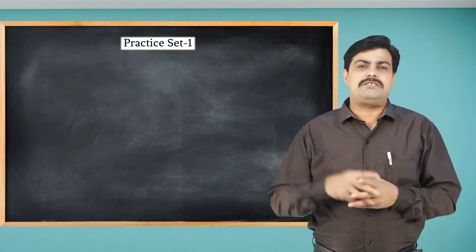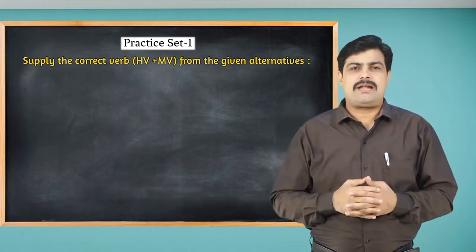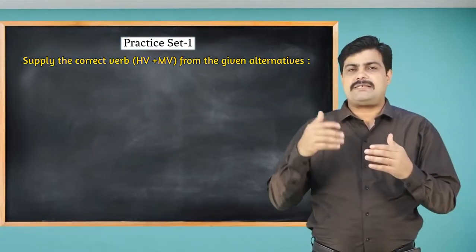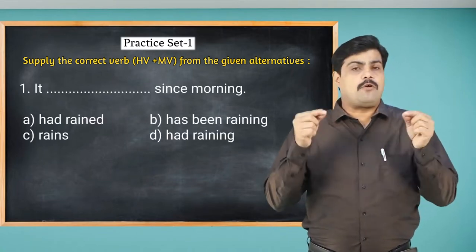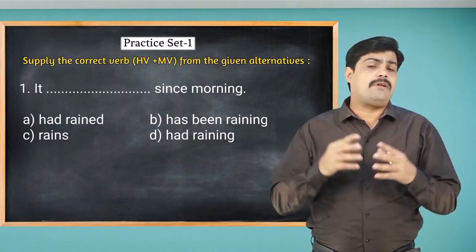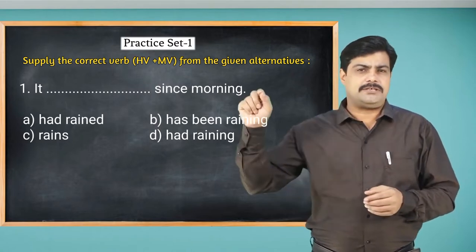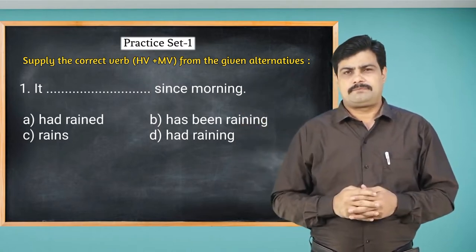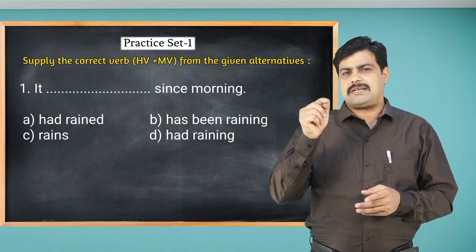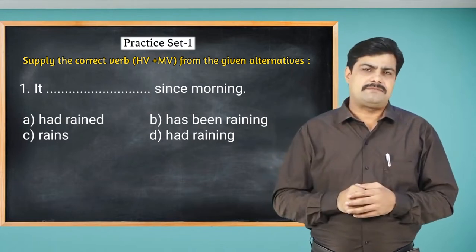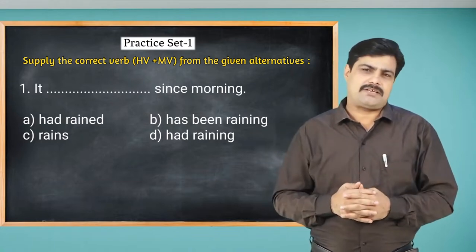Sometimes in the examinations, students are asked to supply the correct form of verbs in the blanks. So let's take them quickly. Sometimes the sentences are like this, on the screen you see. Fill the correct form of the verb, helping or main verb, from the given alternatives. Let's take the first one. It dash since morning. Which is the right one here? Now you see that since is used in perfect continuous tenses. So we will be using has been raining; it is the correct answer.